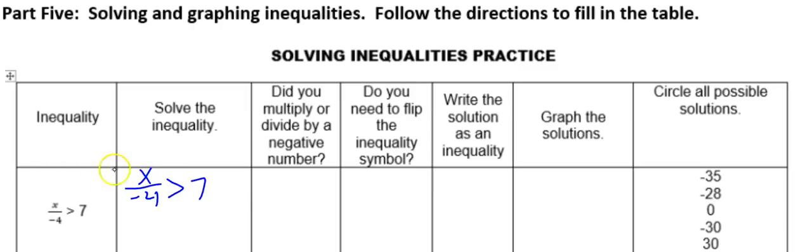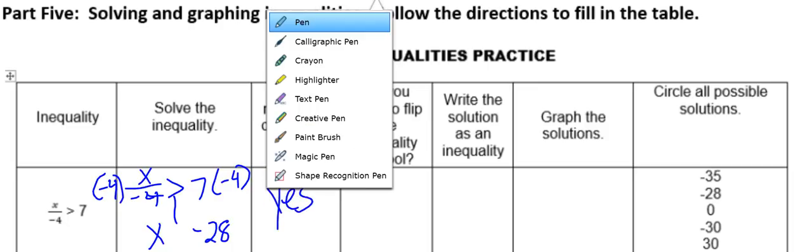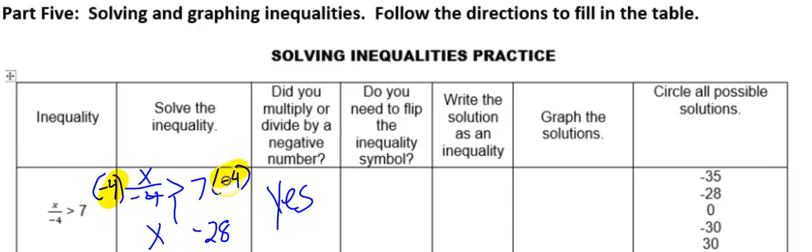So to solve this inequality, I'm going to undo my division. So I'm going to multiply both sides by -4. When I multiply by a negative, 7 times -4 is -28. I'm going to go ahead and look over here. Did I multiply or divide by a negative number? Yes, I did. If you take a look right here, I multiplied by a -4.